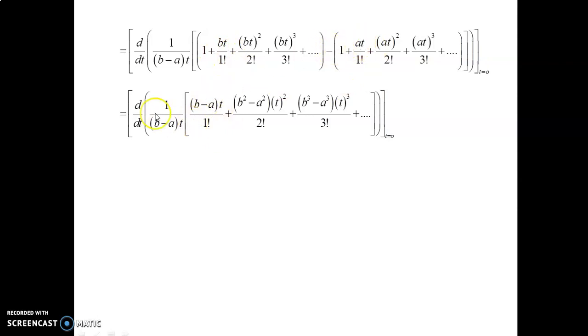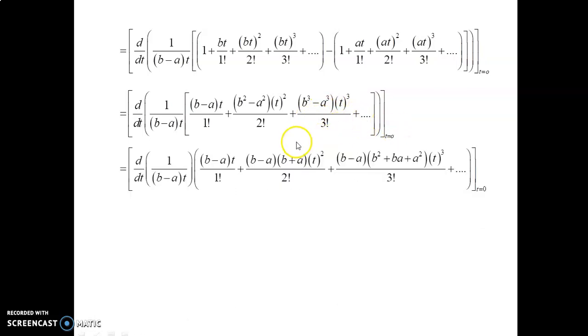So the next step is d/dt of 1/((b−a)t) times [(b−a)t/1! + (b²−a²)t²/2! + (b³−a³)t³/3! + etc.] at t = 0.